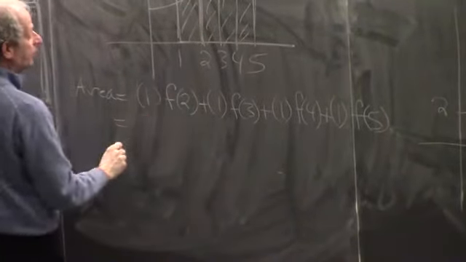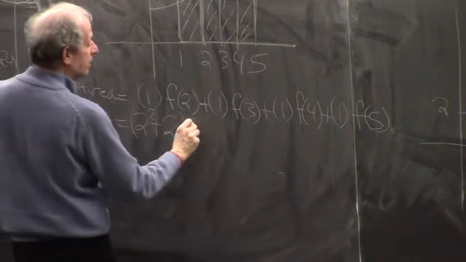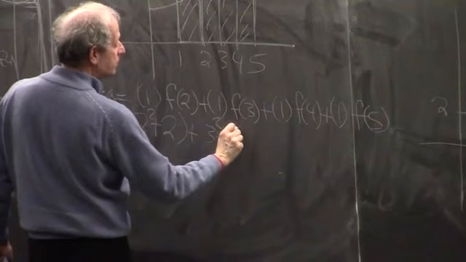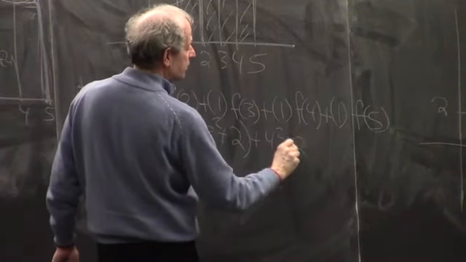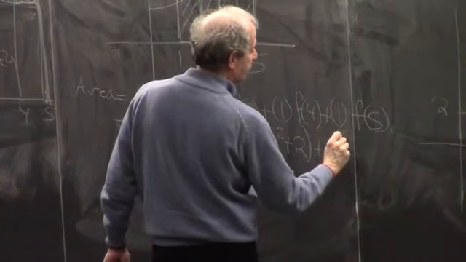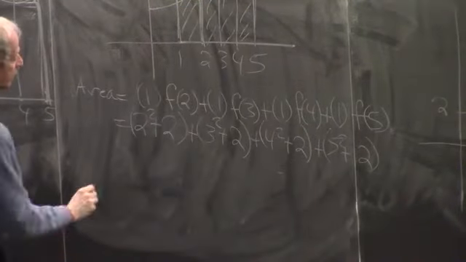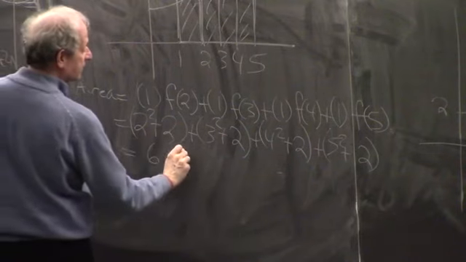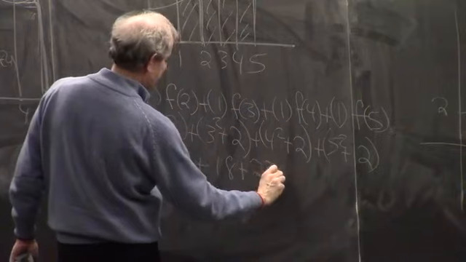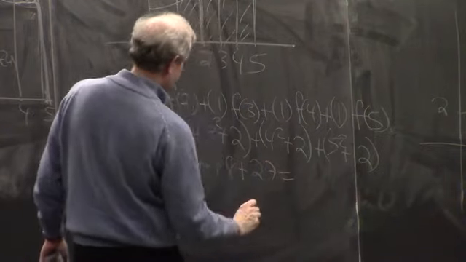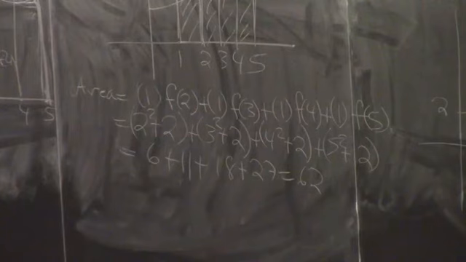And what is f of 2? F of 2 is 2 squared plus 2. We found that before. And then 3 squared plus 2, and 4 squared plus 2, and 5 squared plus 2. That is 6 plus 11 plus 18 plus 27, which is, I believe, 62.